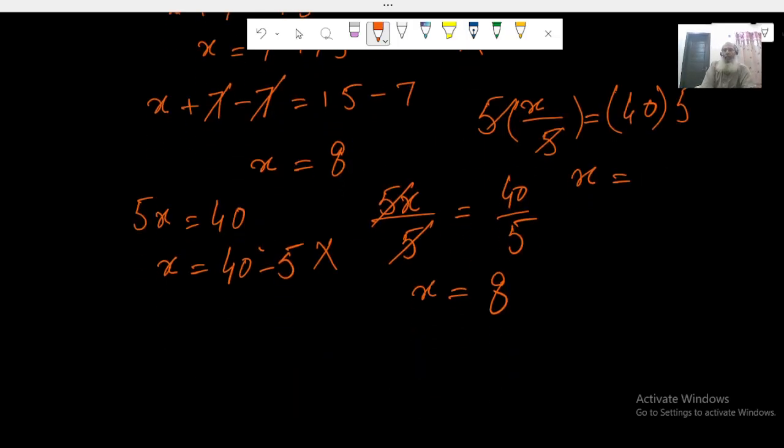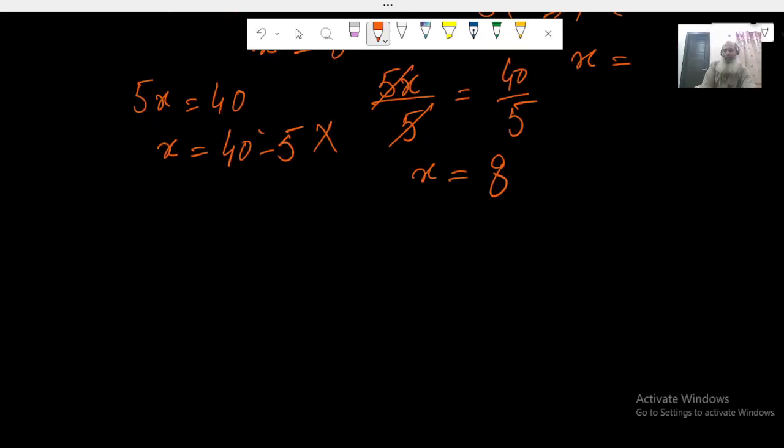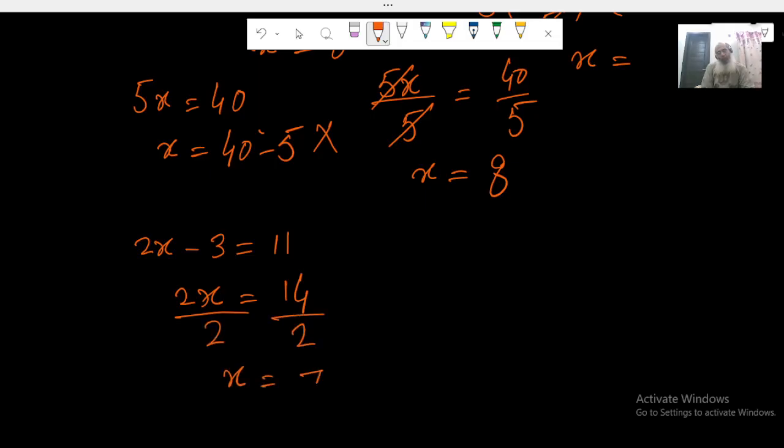Okay, and the next one is that we don't check the answer. For example, 2x minus 3 is equal to 11, and 2x is equal to 11 plus 3, which is 14. Okay, so dividing both sides by 2, we get x is equal to 7.